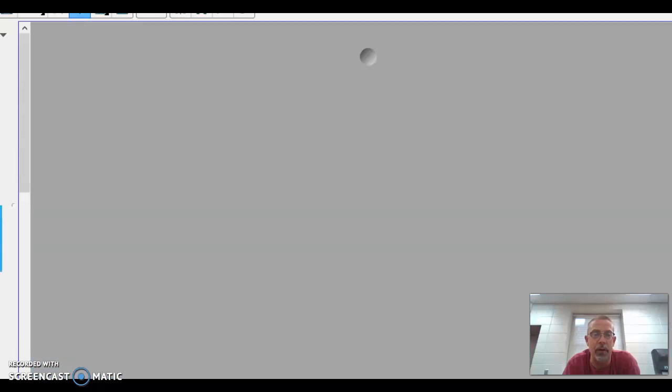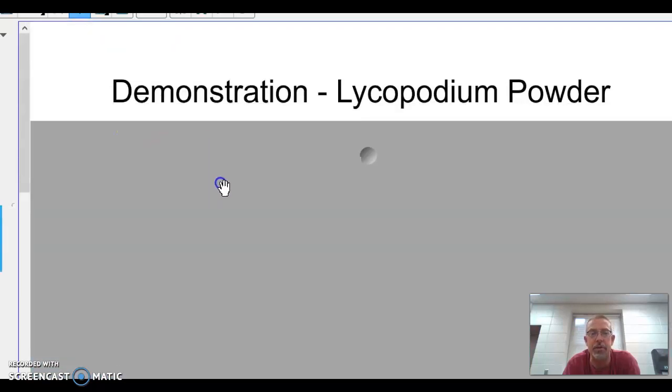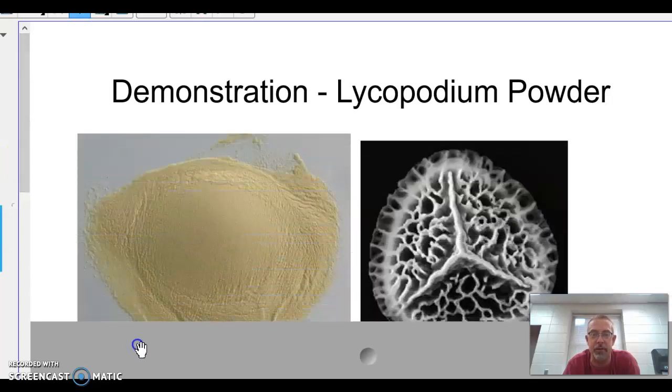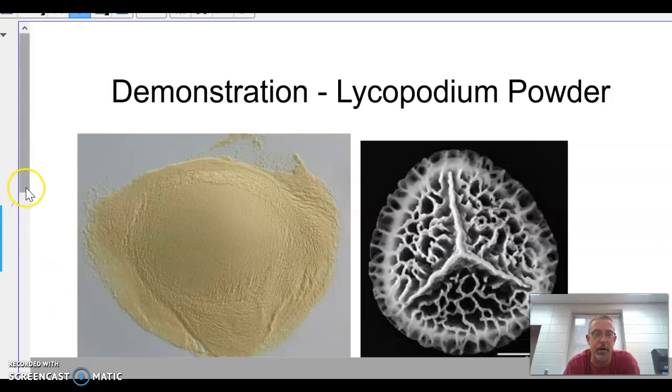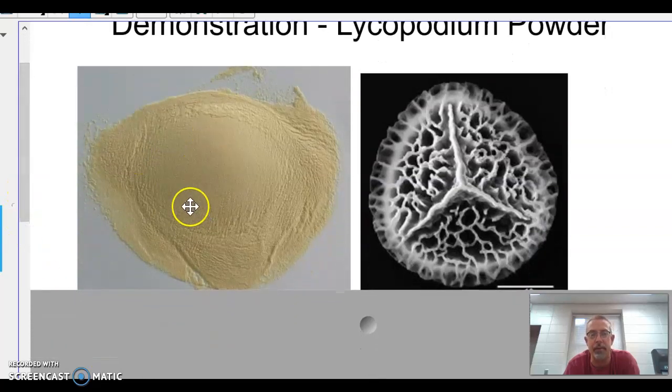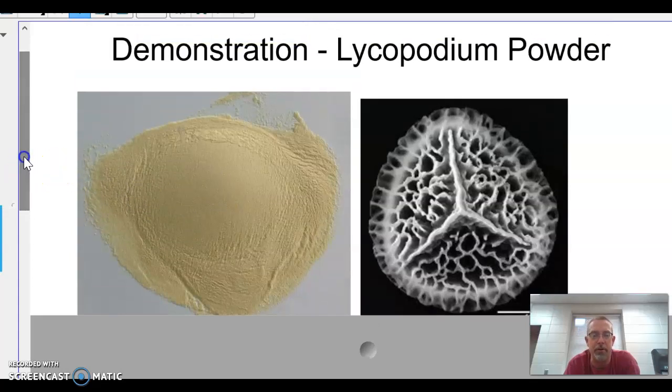So what we're going to do right now is I'm going to do a little demonstration involving a substance called lycopodium powder. It's a fancy name for something that looks like this on the screen right here. It's this yellowish powder, kind of nondescript. But lycopodium powder is really a fancy way of saying it's basically the pollen from pine trees.